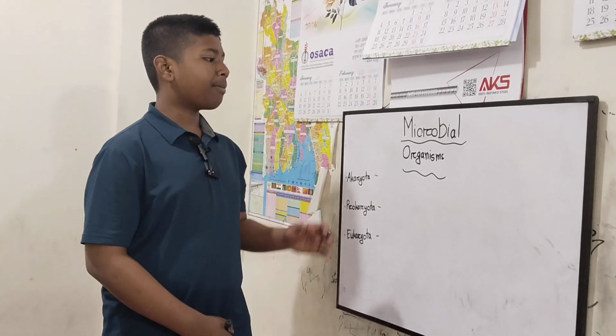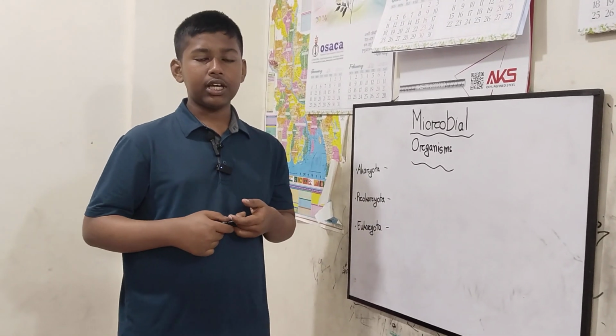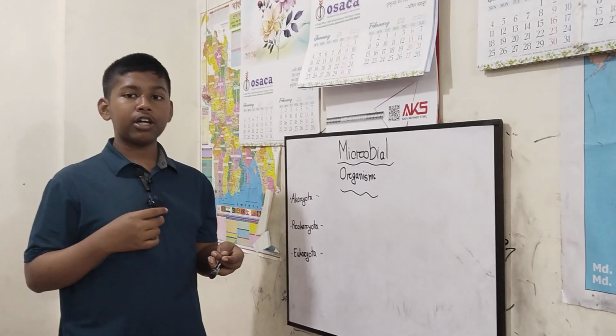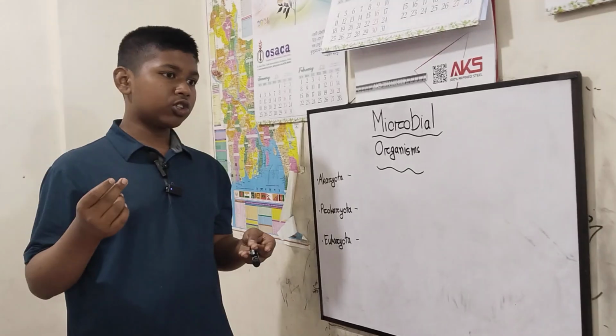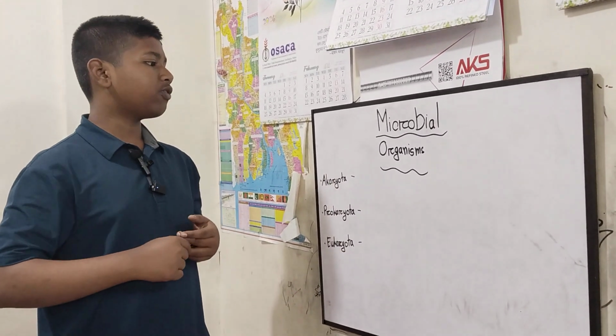Today we're going to talk about the microbial organisms. Microbial, what does microbial organisms mean? The organisms that are microscopic, or we need an ultra microscopic telescope, or should I say microscope. Why did I say telescope? So a microscope is needed to see these kinds of organisms.